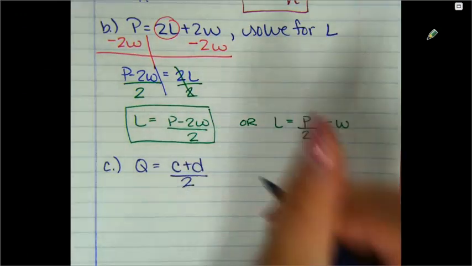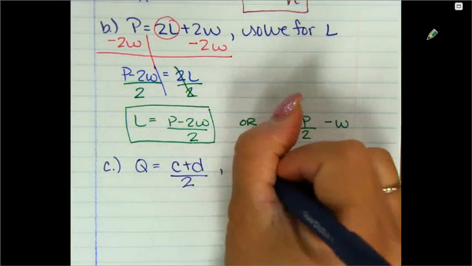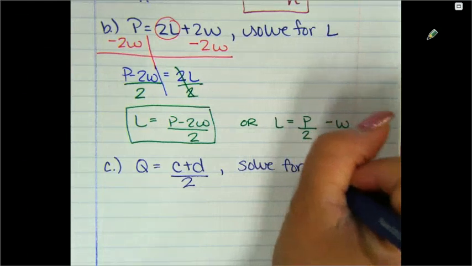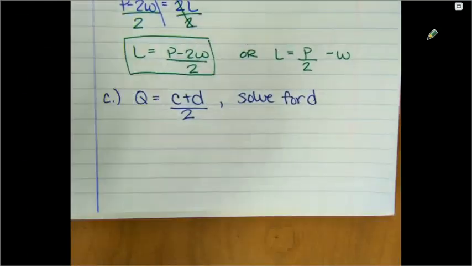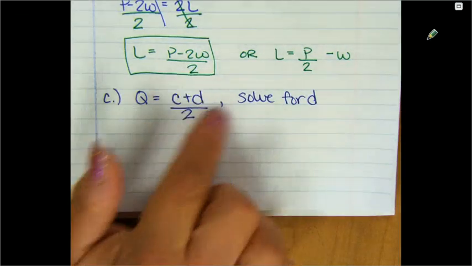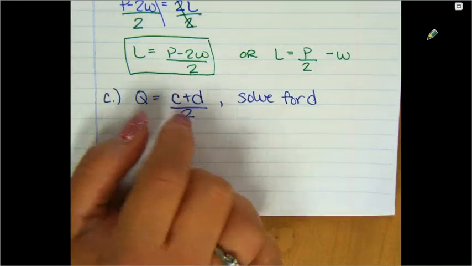Do you see how you're just using your skills of solving to move things around? All right, so we're going to solve Q equals C plus D divided by 2 for D. Q equals C plus D divided by 2. We're going to solve for D. All right, this one's a little tricky. Why? What is this whole thing right here?